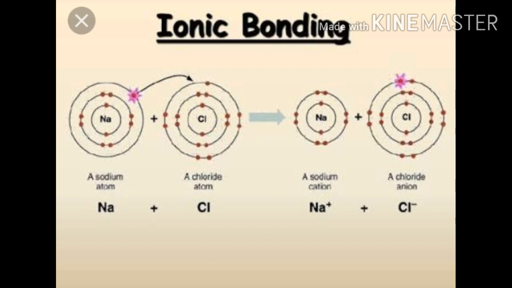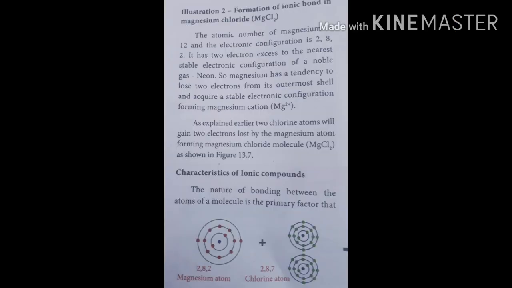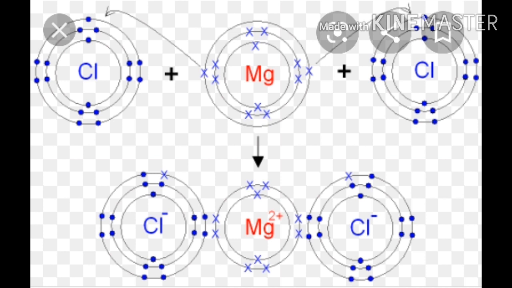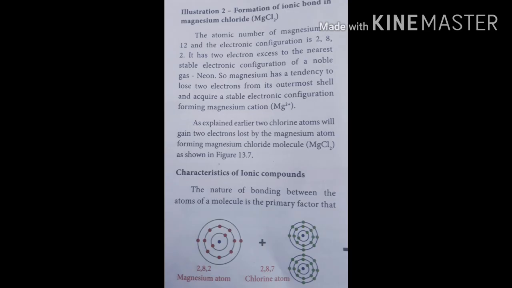Okay. So the next example is the formation of an ionic bond in magnesium chloride, MgCl2. Here the atomic number of magnesium is 12. Magnesium has an electronic configuration of 2, 8, 2. That is, the first shell consists of 2 electrons, the second shell consists of 8 electrons, and the third shell consists of 2 electrons. And this magnesium contains 2 excess electrons. So it has a tendency to lose electrons to attain the inert gas configuration of neon, that is 2, 8. It does not need 2 electrons.